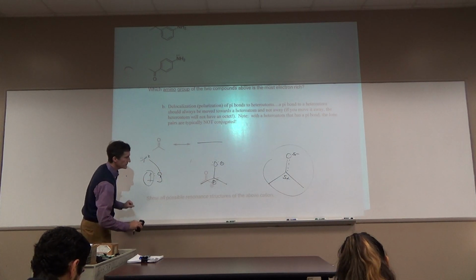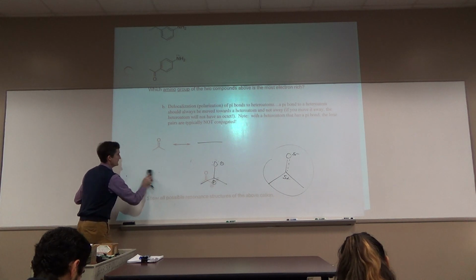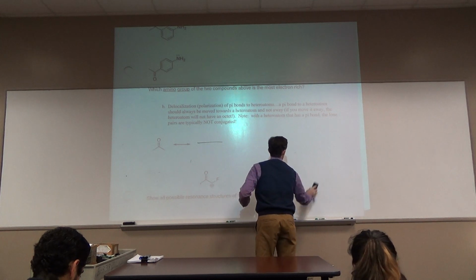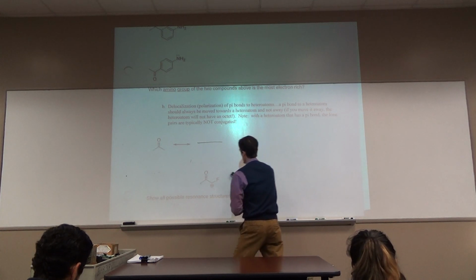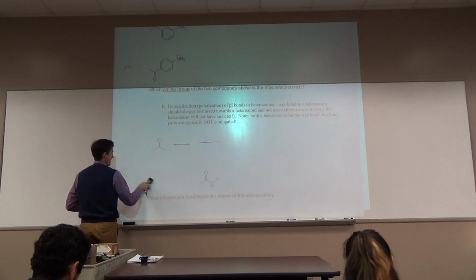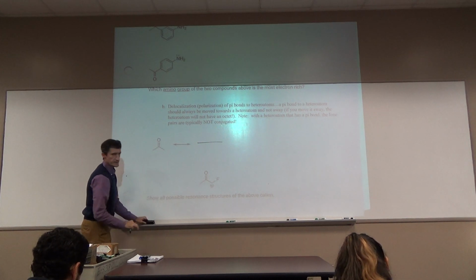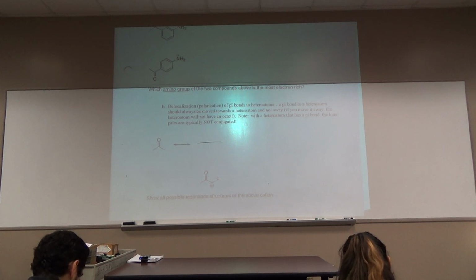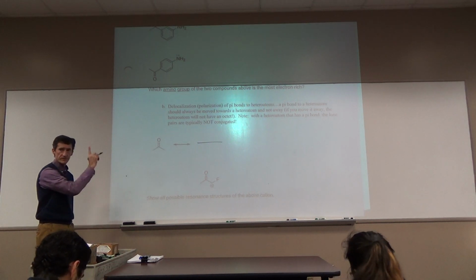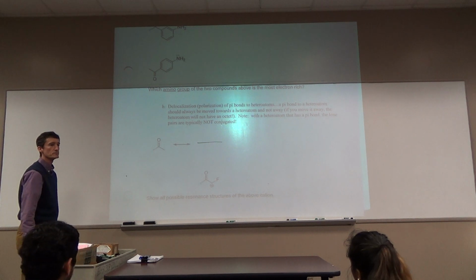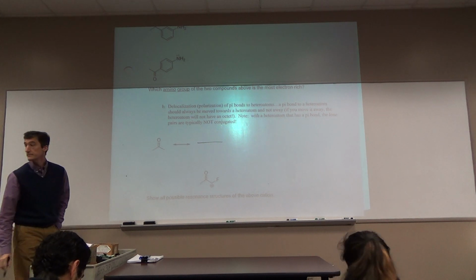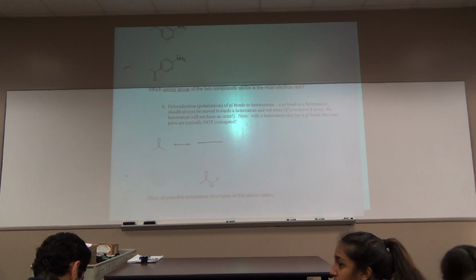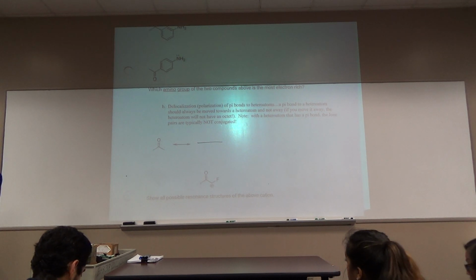Show all possible resonance structures for the cation above. How many additional resonance structures did you get here? This is one. How many additional did you get? How many? Two additional? Yeah. Or a total of three? Yeah.